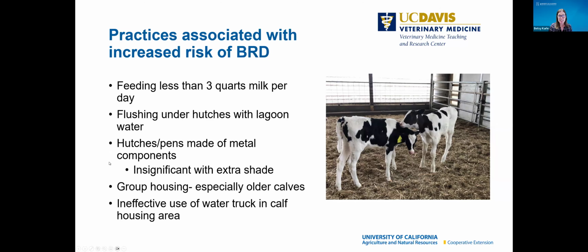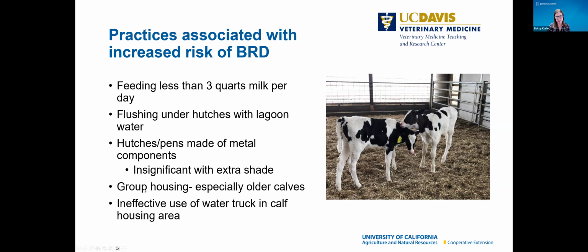Now, as far as increased risk of respiratory disease, feeding the calves less than 3 quarts of milk a day was significant. Flushing with lagoon water under the hutches, something to do with these metal components on the animal housing. I don't think we've actually figured out what that all means, but it was something that the statistics told us was important. However, with the extra shade, that was greatly reduced.